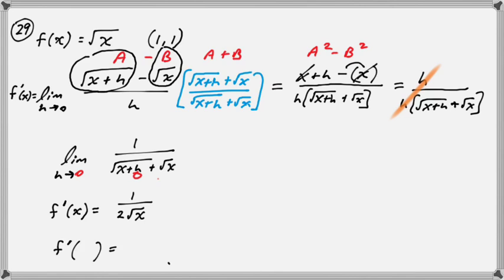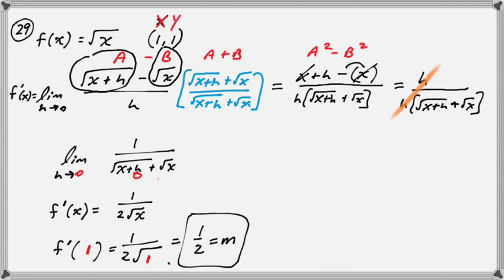And I put in the x value that they give me. The x value here, x, y. The x value is 1. So I think that's going to make the slope of the tangent line 1/2. So I have a point, 1, 1. And I have a slope.